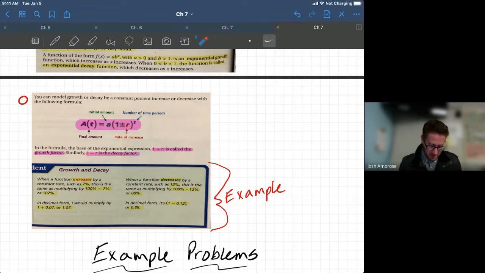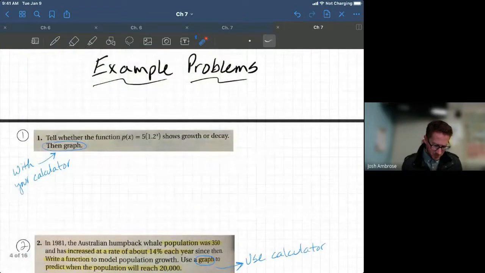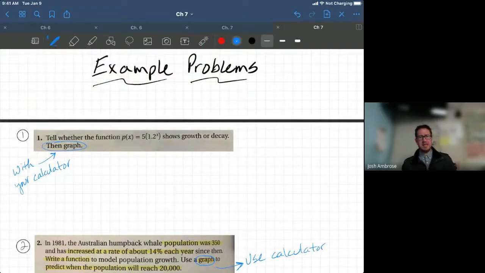Let's walk through our example problems. First one here: anytime it says graph, graphing with the graphing calculator is all we're talking about. It is important to make sure you're comfortable with how to plug the values into your y1. You hit your graph and plug everything into y1 and make sure that it looks exactly like this.